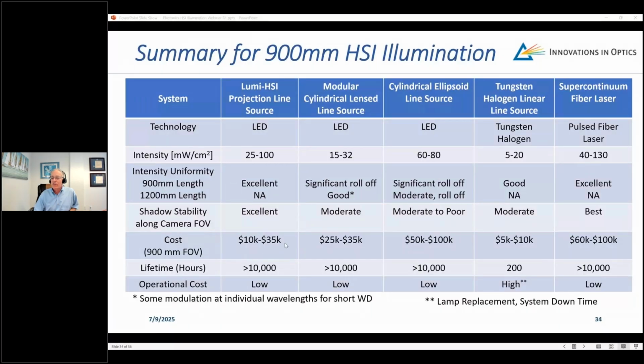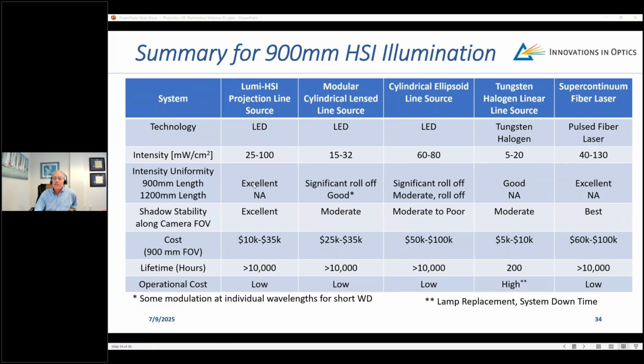So this higher end of the cost for the Lumi HSI is based on multiple modules, which would be up towards the higher end of this performance. So for similar performance to the cylindrical lensed version, the Lumi HSI would be much more cost competitive. The solid state systems all have very good lifetime, generally greater than 10,000 hours. And again, the tungsten, very low lifetime, which means really high operating cost, which is not ideal.